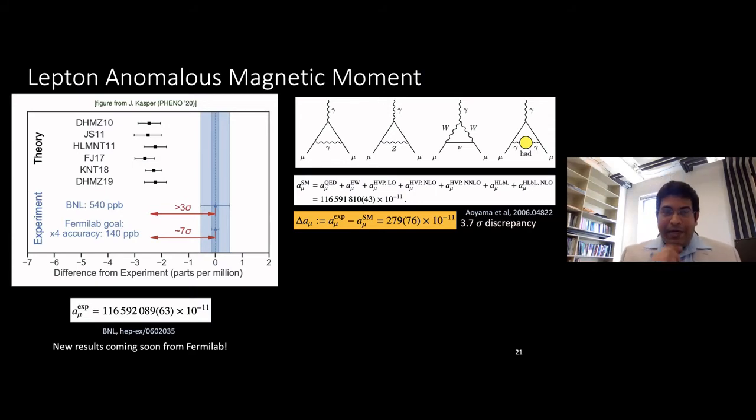Okay, great. So the next anomaly I would like to talk about is the muon g minus 2. This is a summary plot taken from a talk at FINO 2020. These are the theory predictions, and this is the current experimental result at BNL. They are 3.7 sigma different from each other. The goal of the next Fermilab experiment is to have a more accurate measurement, so that if this is real, it will be discovered at 7 sigma significance. So this is something that is hopefully going to be resolved very soon.